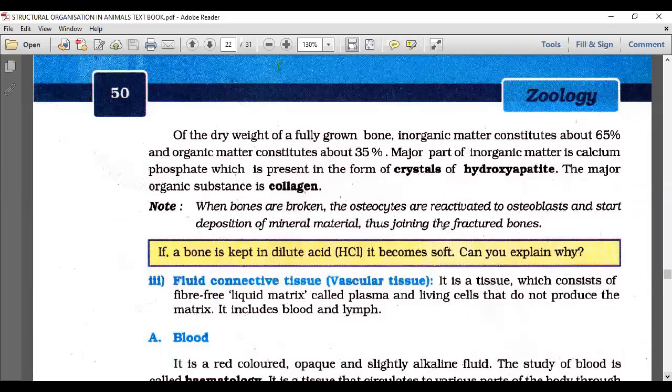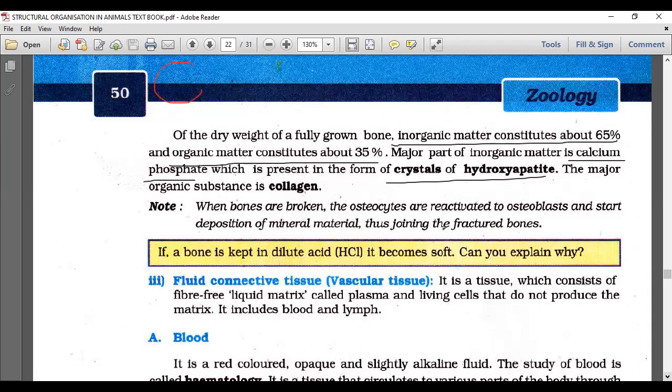Finally, on the dry weight of fully grown bone, inorganic matter constitutes about 65% and organic matter is about 35%. The major part of the inorganic matter is calcium phosphate. The calcium phosphate is present in the form of crystals of hydroxyapatite, with their chemical formula, which includes Ca10.